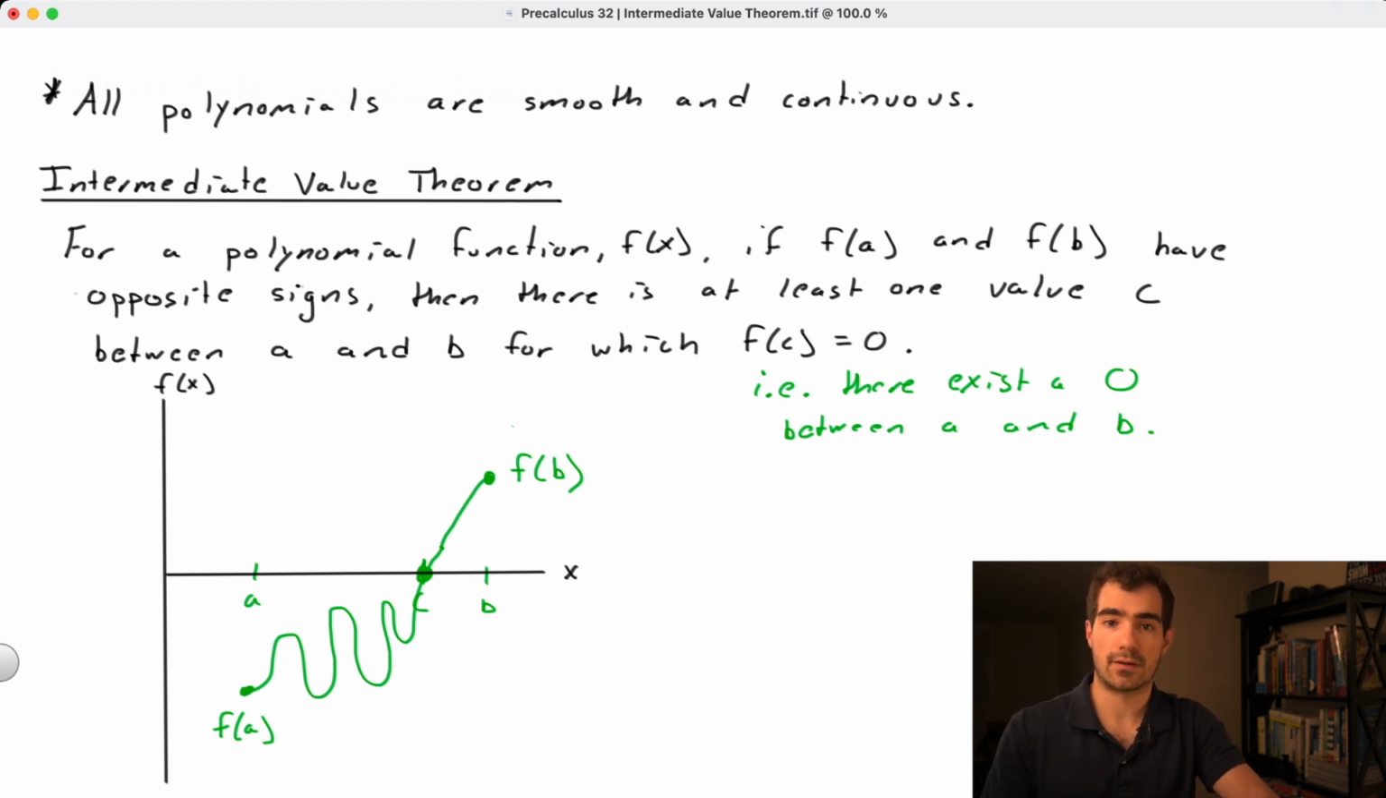And this is what we call the intermediate value theorem, because kind of as the name suggests, there is a value in the middle, the intermediate value, between an f of a that might be below the axes versus an f of b that might be above the axes. So there is a root somewhere in between.